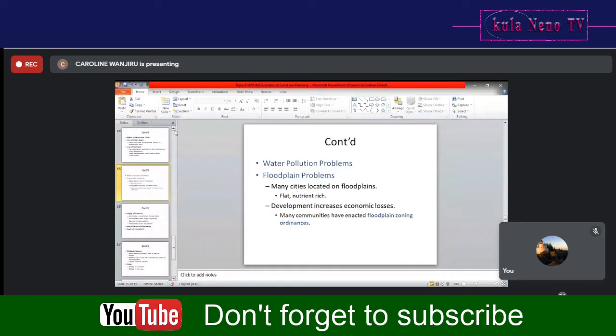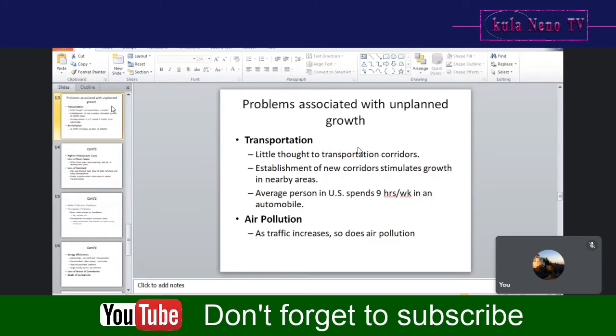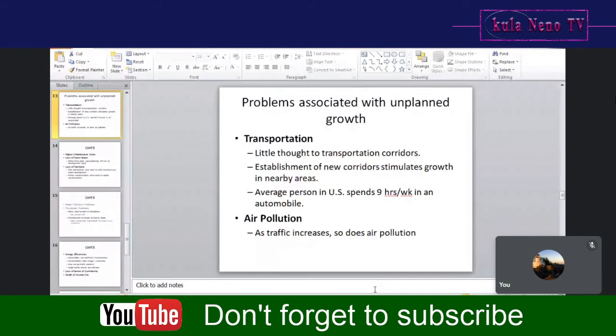So let's go back to the problems associated with unplanned growth, okay? So this is where I want you now, let's look at it even more critically. And as we read through this, think about Kenya, think about the problems that we already have, even on the roads and everything. So can we identify with this, okay? So one of the problems is transportation. Once you start getting out of the city, you realize there was very little thought to the transportation corridors. So probably you see that the area has grown so much, almost everybody has a car, but the road is not enough. So what happened? It jams, okay?